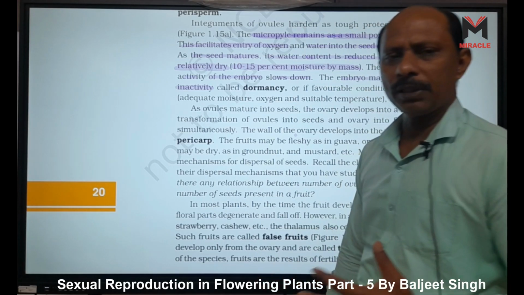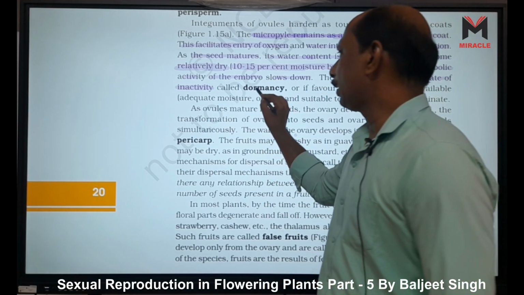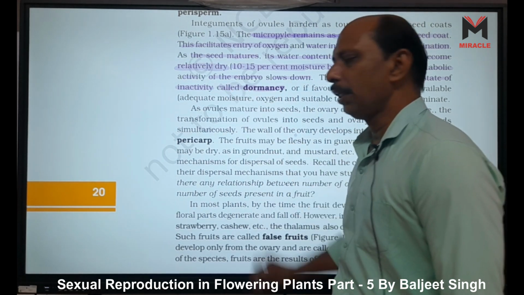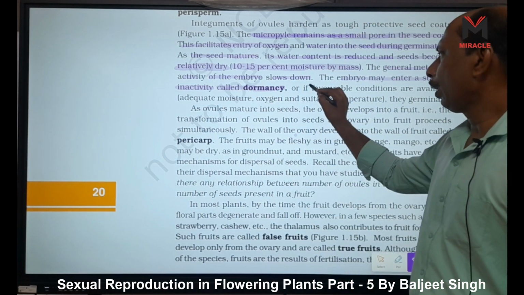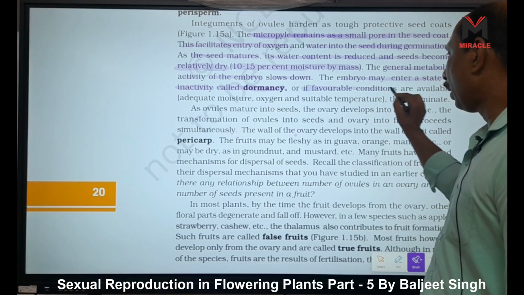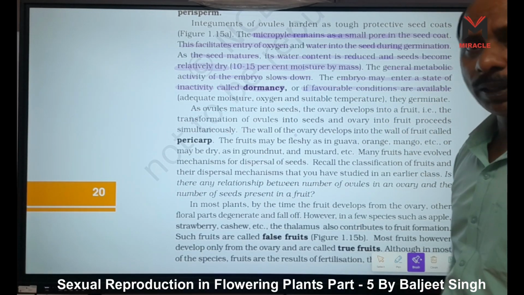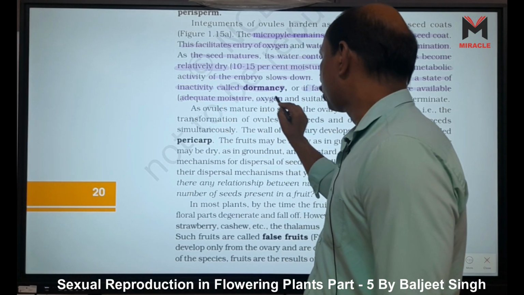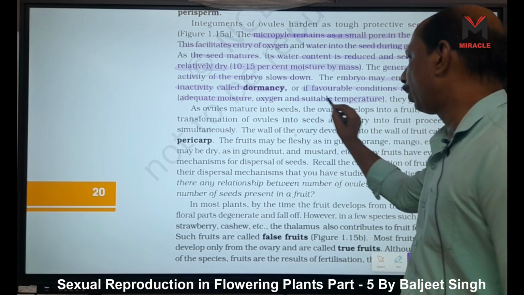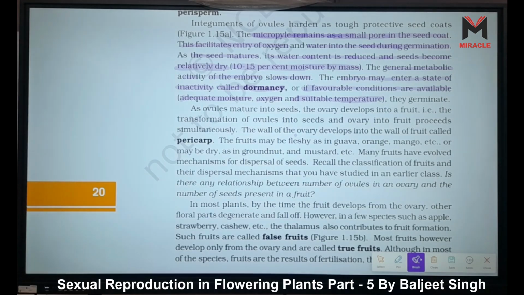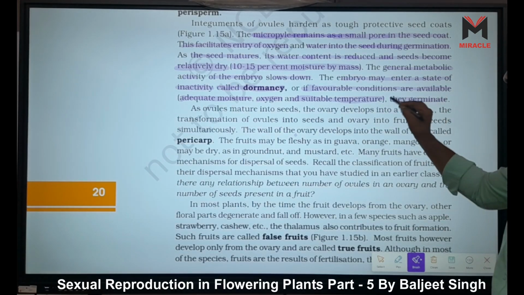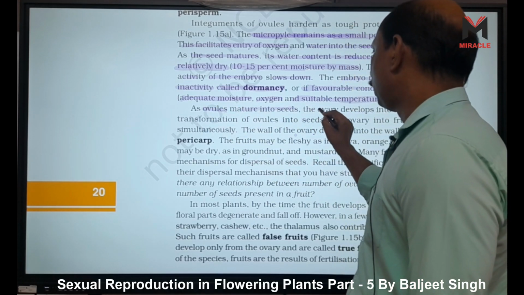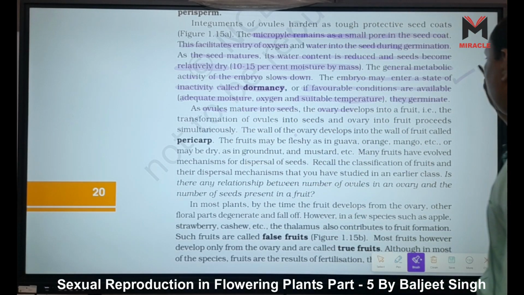Very slow activity means we can say it is inactive, and this is called dormancy, or commonly we use the term seed dormancy, right? If favorable conditions are available, then what happens? That means an adequate, sufficient amount of moisture, oxygen and suitable temperature, 20 to 30 degrees centigrade, is available, then they start to germinate, right?